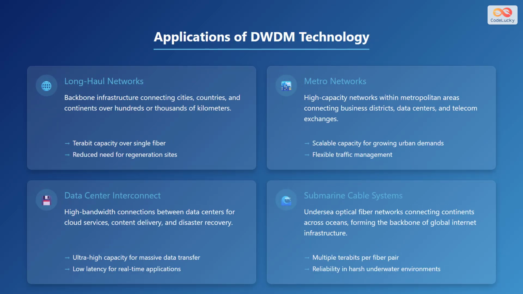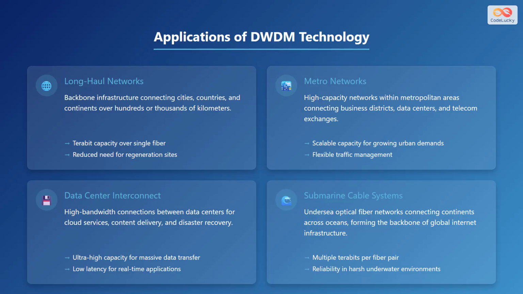Let's discuss the applications of DWDM technology. DWDM is essential for long-haul networks, which are the backbone infrastructure connecting cities, countries, and continents. They provide terabit capacity over a single fiber and reduce the need for signal regeneration sites. DWDM is also important for metro networks, which are high-capacity networks within metropolitan areas. They offer scalable capacity for growing urban demands and flexible traffic management.